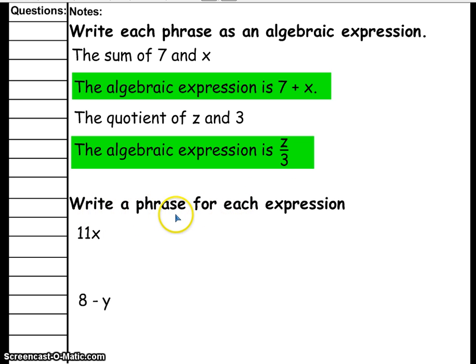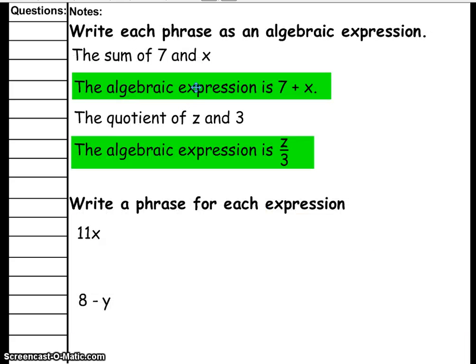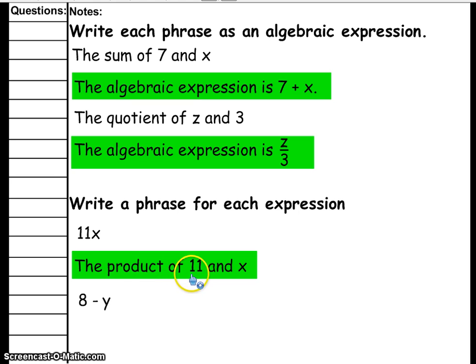Sometimes you'll have to write a phrase or pick the correct phrase that represents the expression. So here we have 11x. Again, we just learned that when the letter and the number are right next to each other, it means multiplication. So you would want to write the product of 11 and x. 8 minus y. The algebraic phrase is y less than 8.